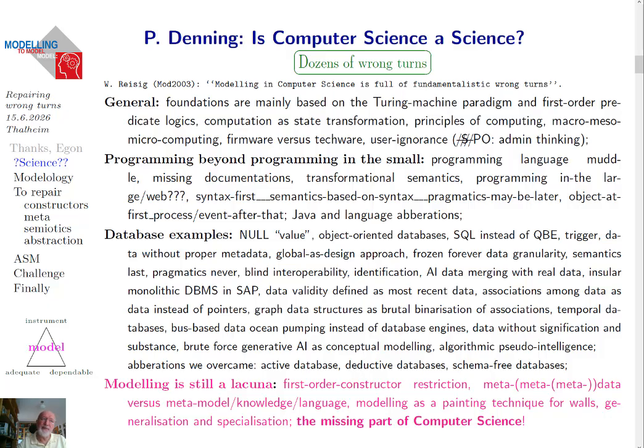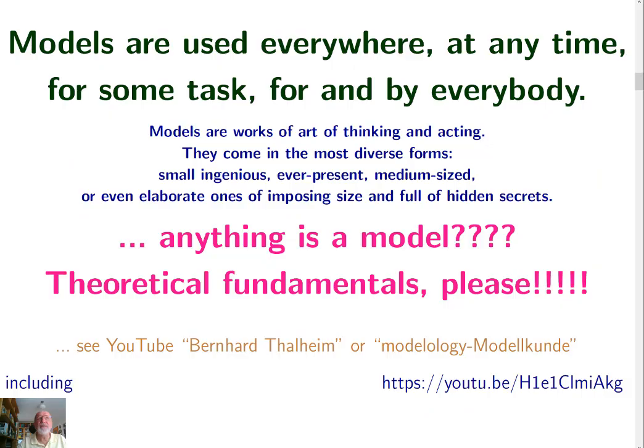My claim is that modeling is still a lacuna in computer science. We are too much restricted to first-order constructors. We have a problematic understanding of what meta means. We also have mainly modeling as a painting technique. That is really a very problematic approach. And in this case, models do not have the full powers they should have.